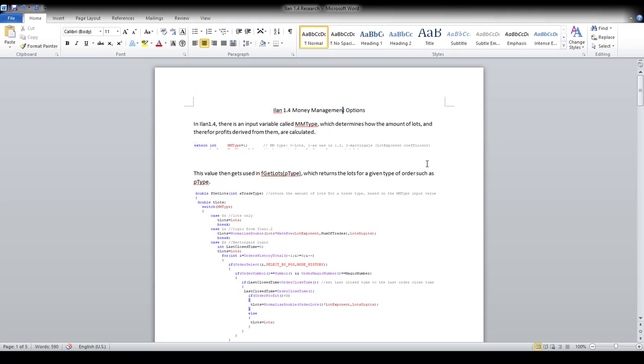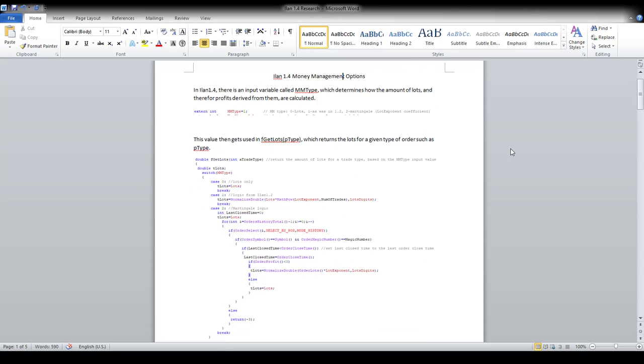To start, the majority of the research was focused on the variable type, which stands for money management type. It's an external input variable that can be changed by anyone running the advisor and can be optimized, although it only has 3 possible values, 0, 1, and 2. Based on that value, it will determine how the amount of lots are calculated in terms of buying and selling.